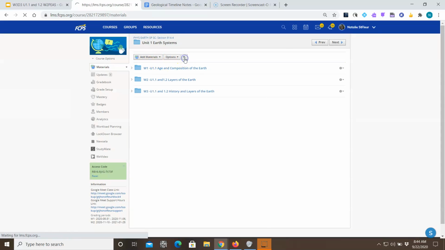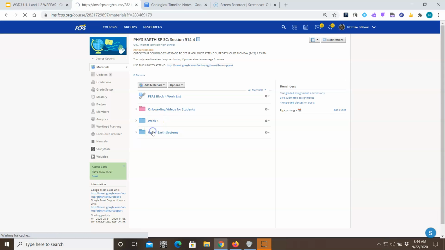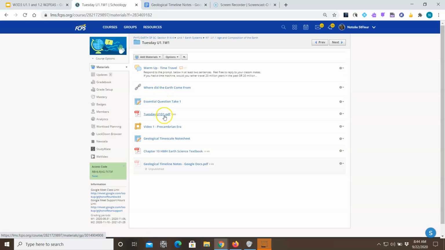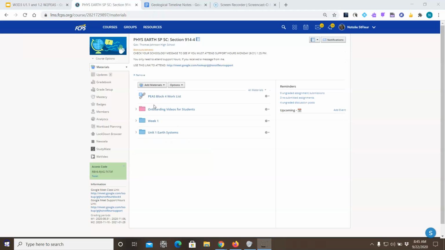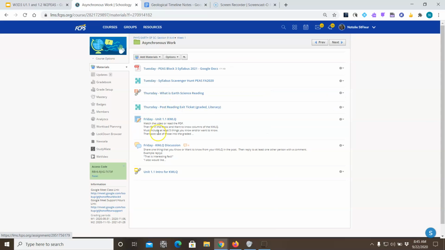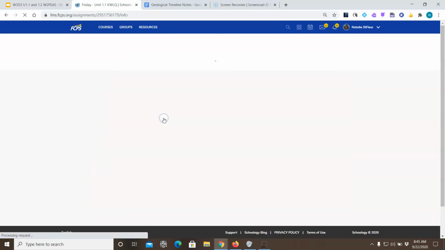So let me go back one more so you can see that. Unit 1, Week 1, Tuesday. And you can open up the, oh, I'm sorry, this is the wrong folder. Give me a second. I'm sorry, here is the correct folder. So to get to the KWLQ, it's in Week 1, under Asynchronous, and this is the KWLQ document.